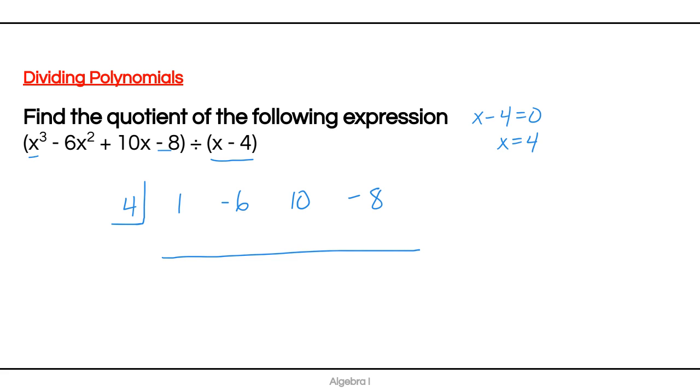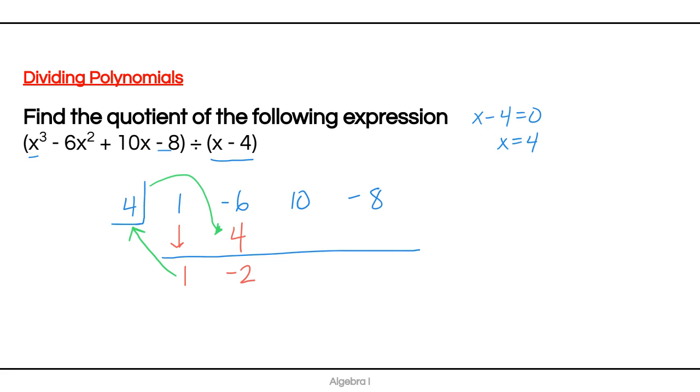So the first step is you are going to take your first term and you're going to bring that down. So you're going to bring down the 1. Okay. Then you're going to take that 1 and you're going to multiply it by 4. So 1 times 4 is 4. And then your answer is going to go here under the negative 6. And so I'm going to put 4 here. Then I want to add these together. So negative 6 plus 4 is negative 2.